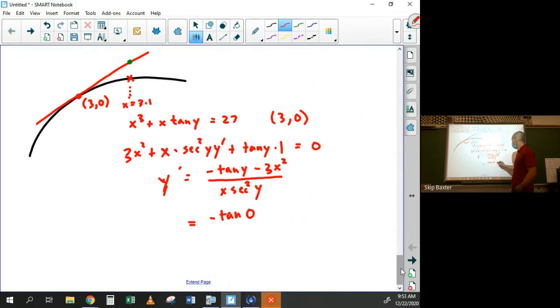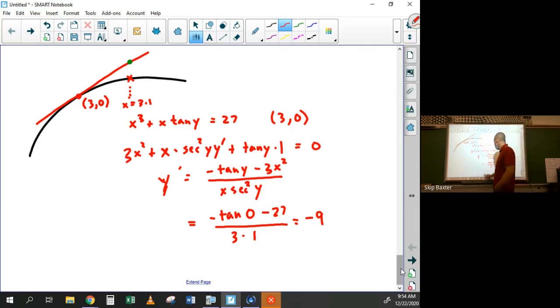So this ends up being negative tangent 0 minus 3 times 3 squared, which is 27, over 3 times secant squared of 0, which is the reciprocal of cosine, so this is 1. So this is negative 27 thirds, so negative 9. That's the slope of the line.